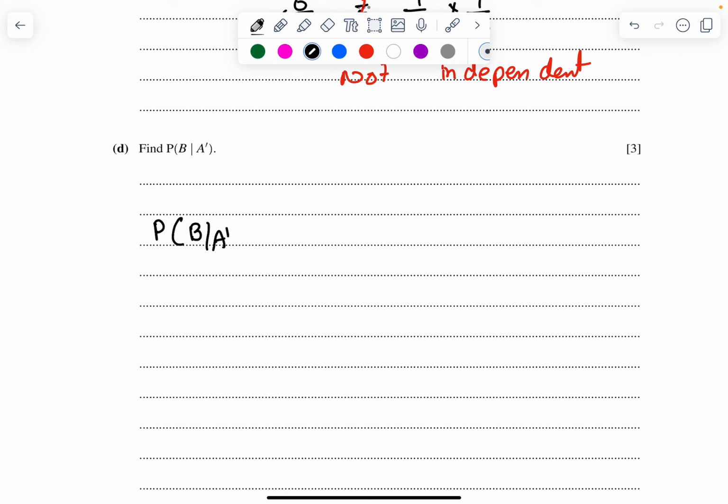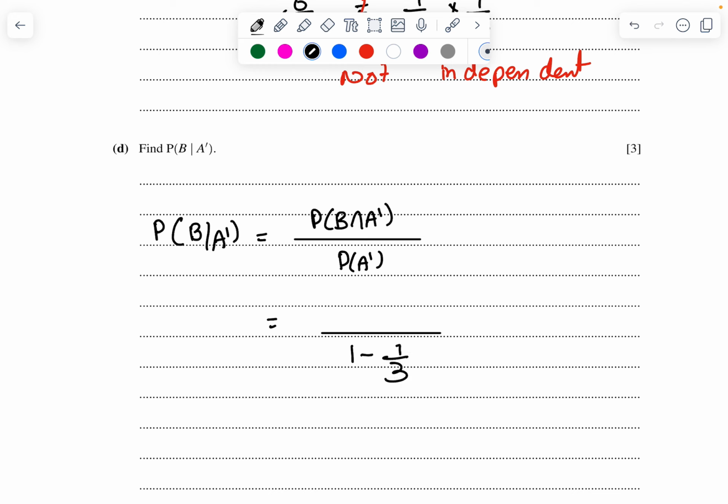Find the probability of B given A complement. Probability of B given A complement: the denominator is the probability of A complement, and the numerator is the probability of B intersection A complement. Probability of A complement means not getting A. Getting A was 1 upon 3, so not getting A is 1 minus 1 upon 3. B intersection A complement is the same, 6 upon 36. So it is 6 upon 36 divided by 2 upon 3, which is going to be 1 upon 4.